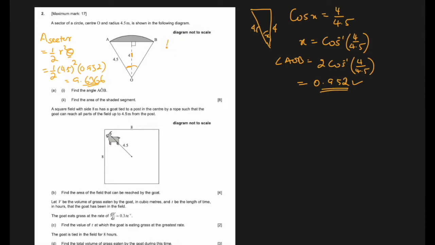Now I have to find the area of the triangle ABO. The formula for that is half ab sine theta, where a and b are any two sides, and theta is the angle between those two sides. This is a radius of 4.5, and this is also 4.5. So we can write it as half 4.5 square sine of 0.952, which is 8.247 almost, and we subtract this from 9.6366.